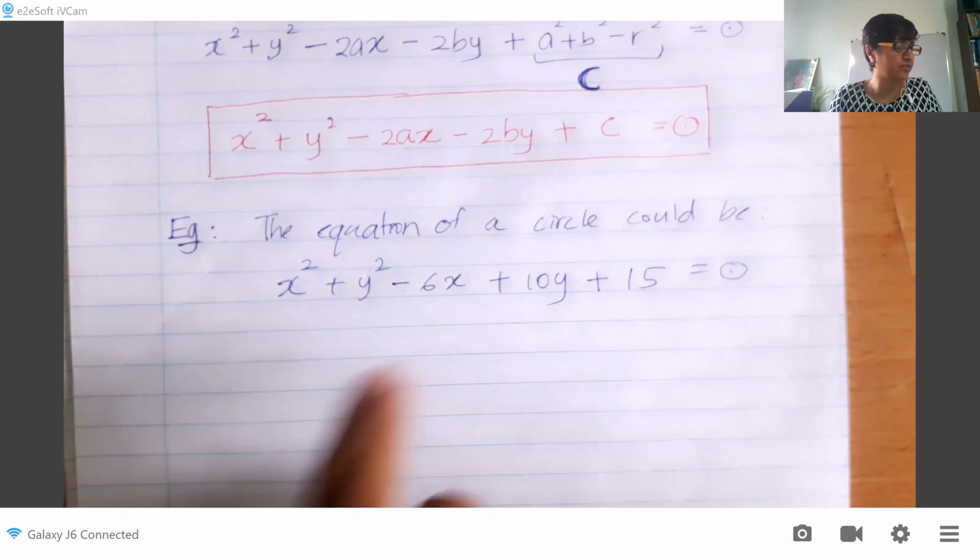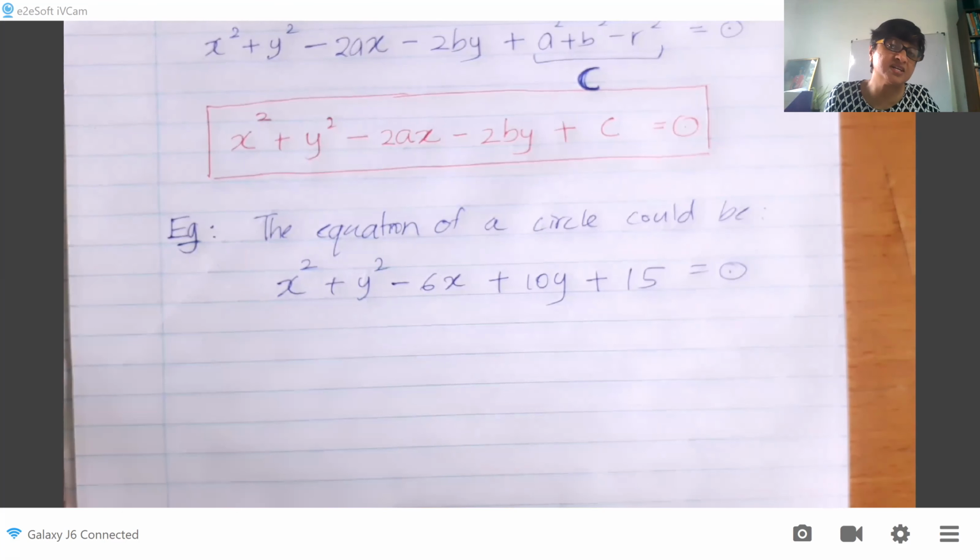discussing that, okay? So when the equation of a circle is given in standard form, little information about the circle can be directly extracted.